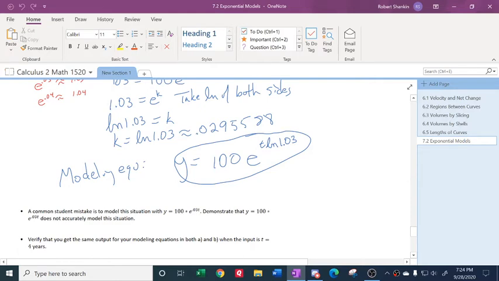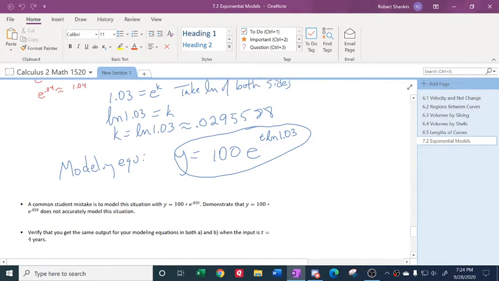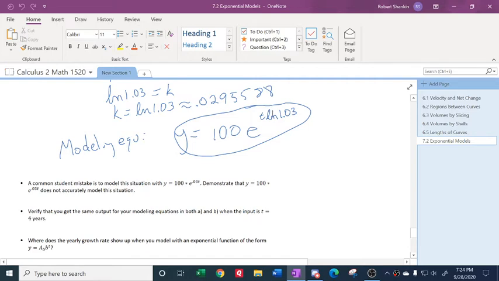All right, so a common student mistake is to model the situation with e to the 0.03t. And we did demonstrate that it doesn't accurately model. You would get really, really close, but your answers would be very, very slightly off.